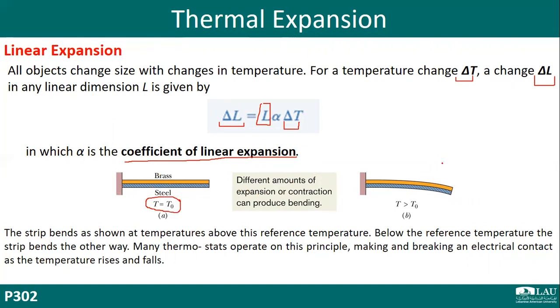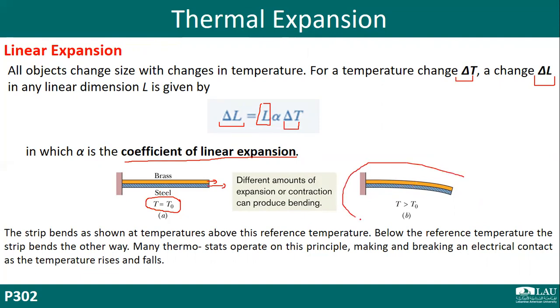Now, by increasing the temperature, we are going to have a linear expansion. If the two rods were not connected, the length of the brass would increase horizontally, and the length of the steel would also increase horizontally. Now, because we have a difference and they are stuck together, we are going to have this bending.